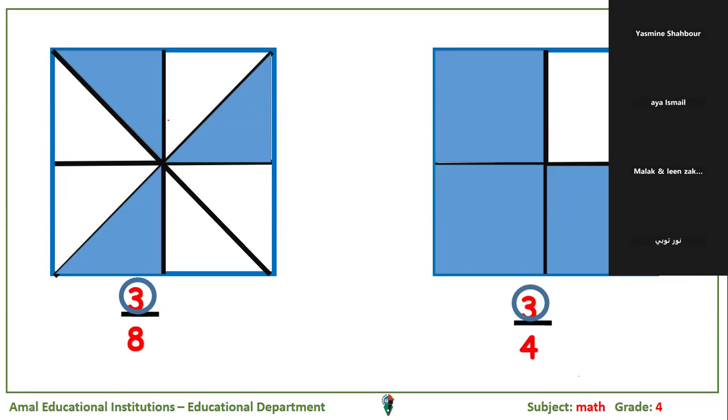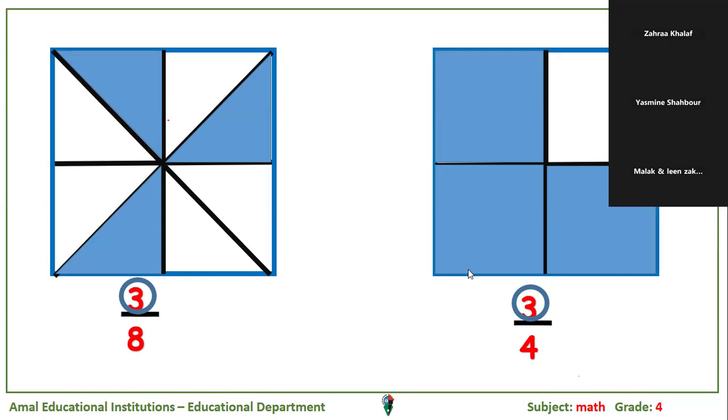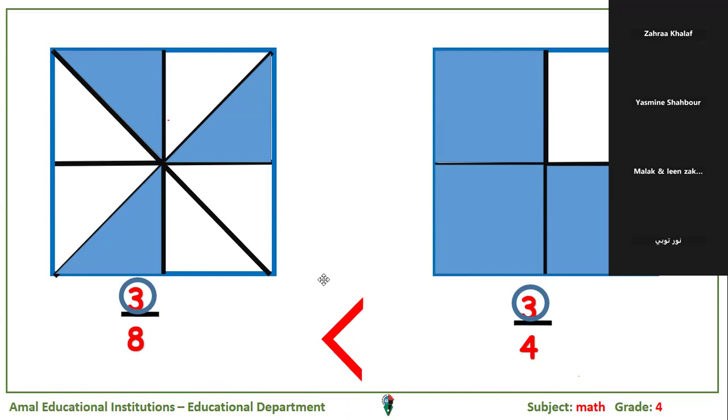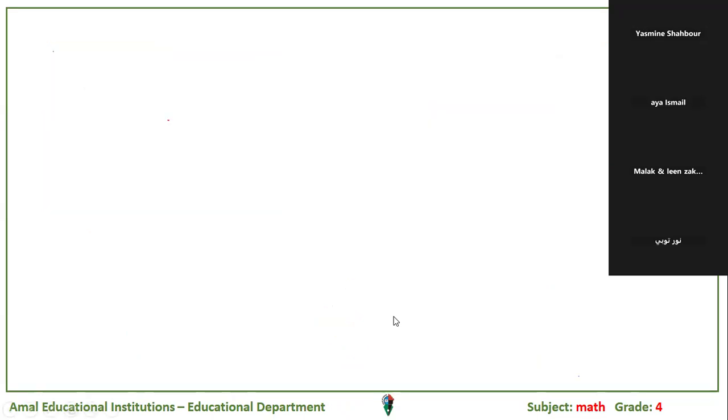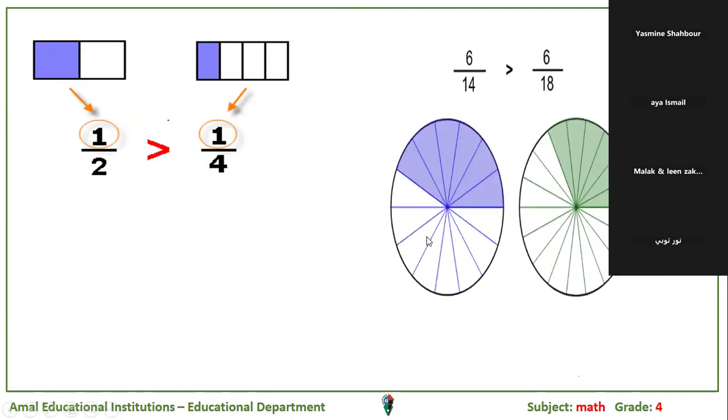So how do you compare if you have the same numerators? You should choose the smaller denominator, and that fraction will be the bigger. The fraction having the smaller denominator will be the bigger. Do you understand? Yes. Okay. Now another example also.